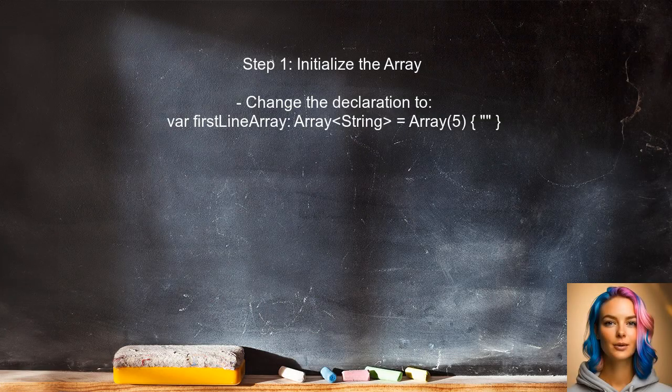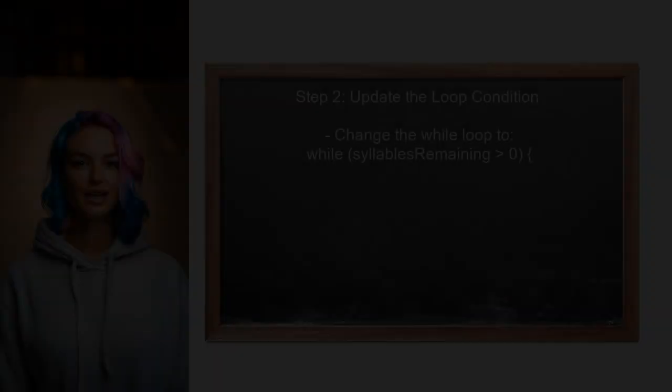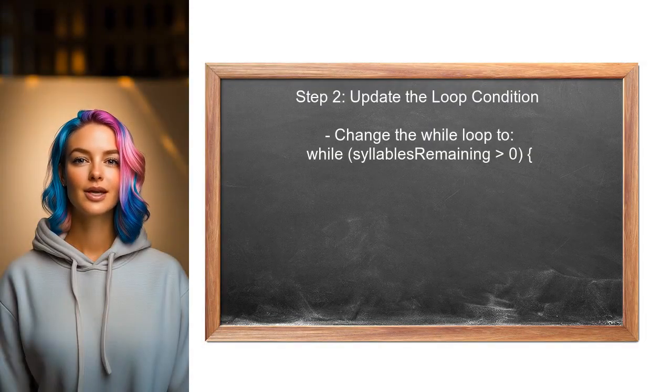To resolve the issue with the variable first-line array not being initialized, the user needs to properly initialize the array before using it in the code. This can be done by defining its size and the type of elements it will hold. Next, the user should ensure that the loop condition is correct. The current condition checks if syllables remaining is less than 0, which will never execute. Instead, it should check while syllables remaining is greater than 0.